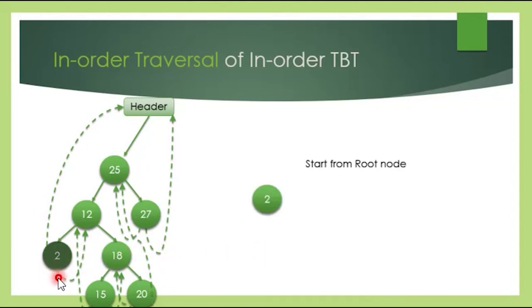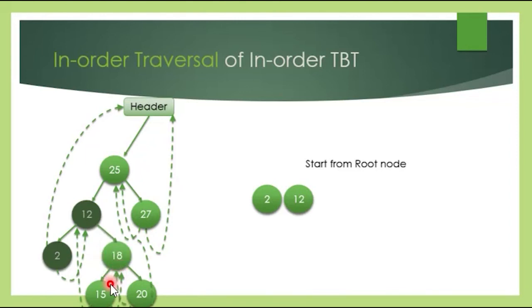After that, its right pointer is holding a thread. With the thread, go forward, and after using the thread, we will return back to 12. As 12 is the next node we are supposed to display, let's display it and check its right pointer. It is holding the address of its right child. Step down to the right child.